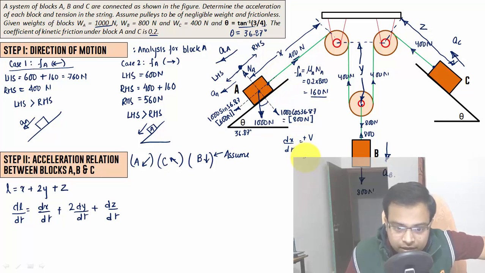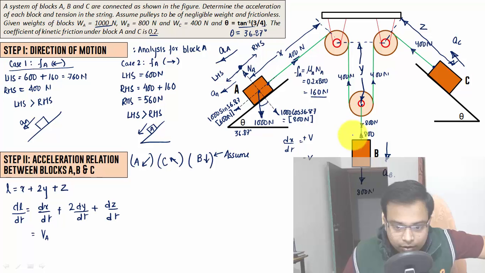If it is decreasing, you have to take negative velocity. That's it. So this is what we call positive change and negative change, right? So dx over dt is equal to v for block A. That's it. So what about this dy over dt?